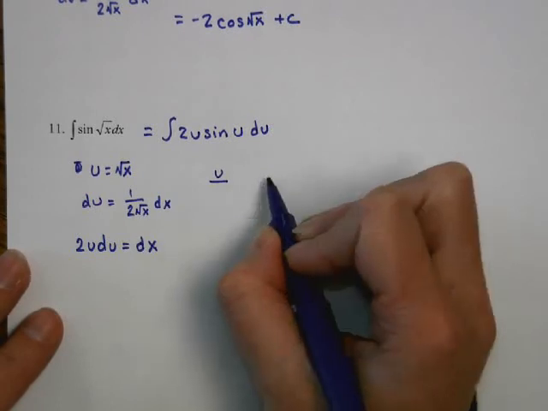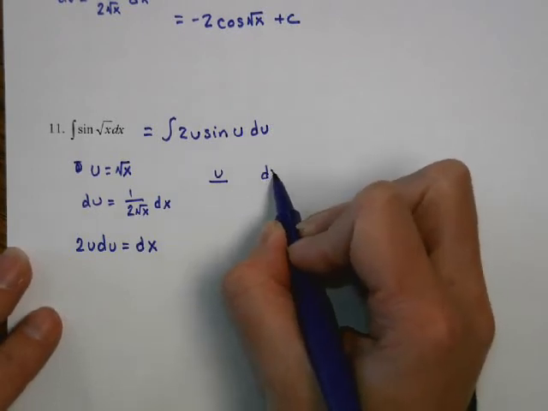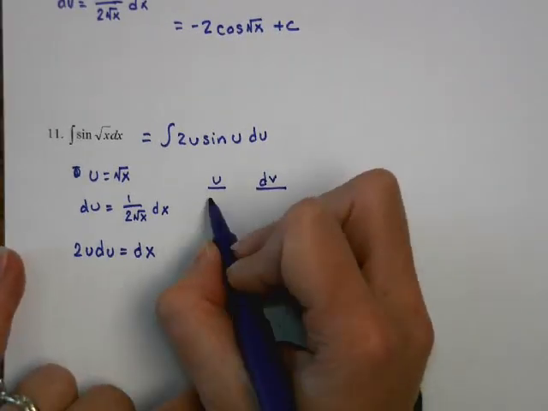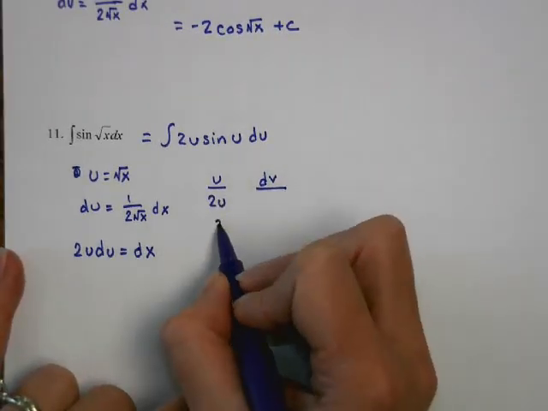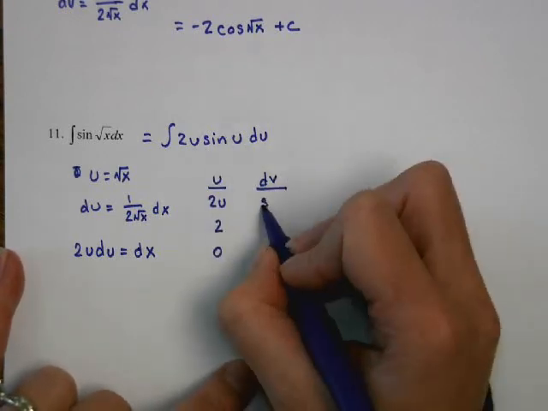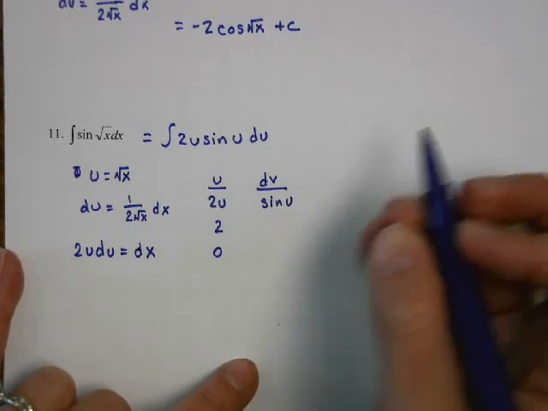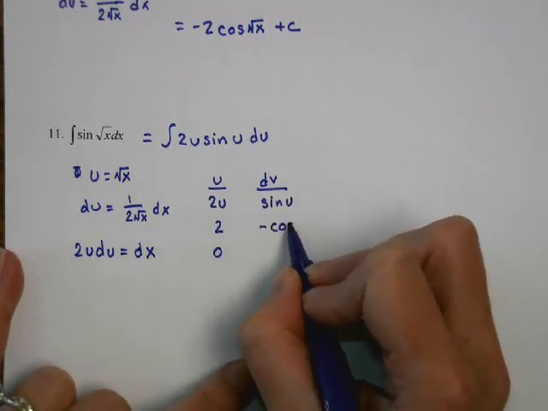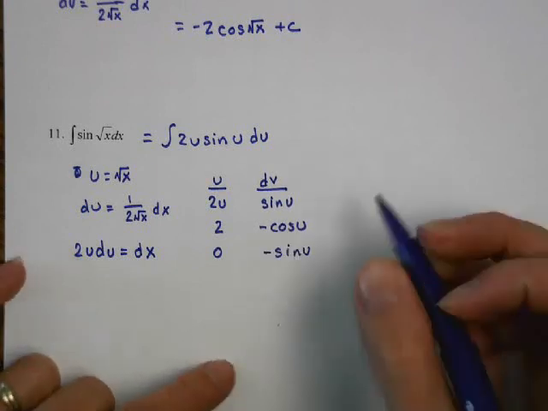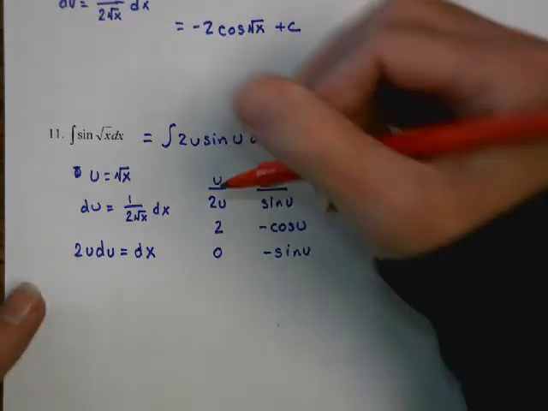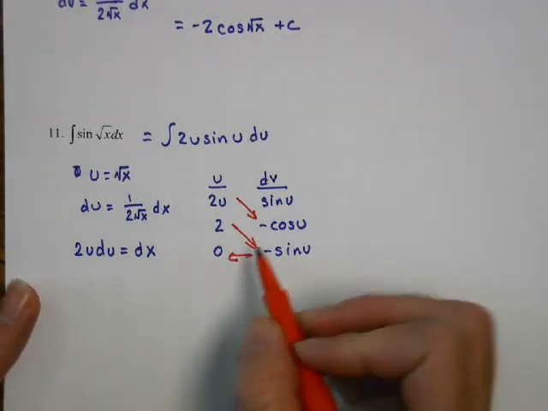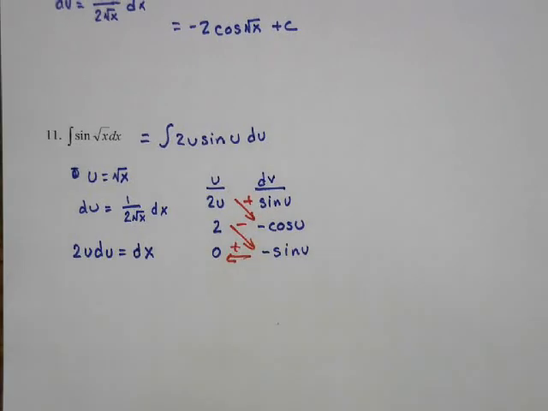So I'll go ahead and do my, and it's a little confusing because of the u, but we're good. So this is going to be 2u, derivative of that. Sine of u is going to be our dv. Integral of that is negative cosine. Integral of that is negative sine. So plus, minus, plus.